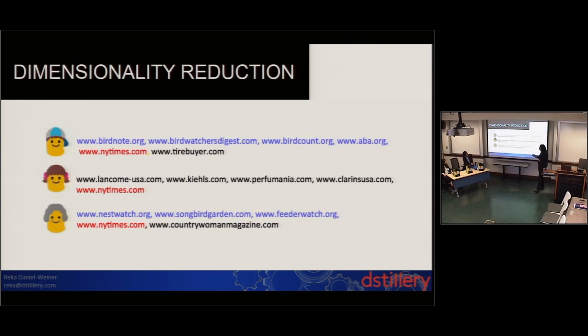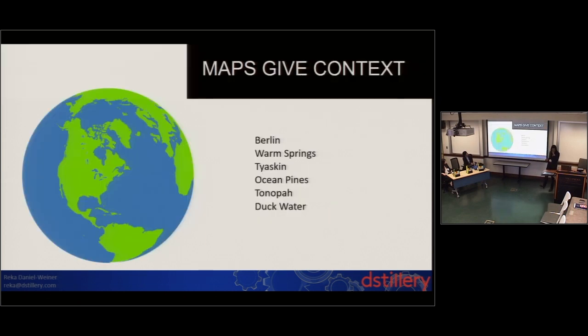But we would actually like our algorithm to tell us that this guy was similar to this person, even though these websites, they're all about bird watching. We can tell that, but the computer doesn't know if we just tell them this is your input. So we were starting to think, well, maps give us context.